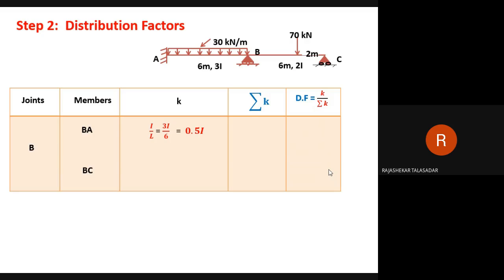Similarly now, if you write BC, what is the end condition for C? BC member, B is the near end, C is the far end. What is the far end condition?